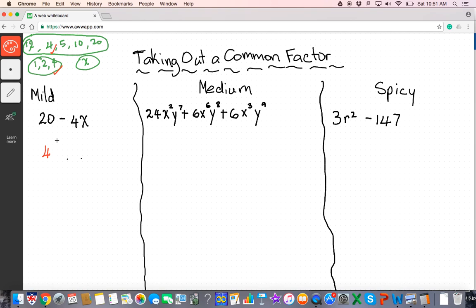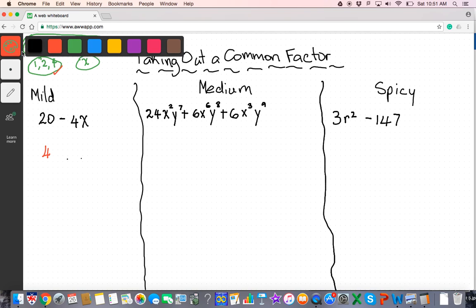Now, we also have to look at what is the greatest common factor with the variables, so with the x's in this case, between 20 and 4x. Well, there is no x on this side. There is just one x over here. But since there's no x over here, the greatest common factor with the variables is nothing at all because there is no x over here.